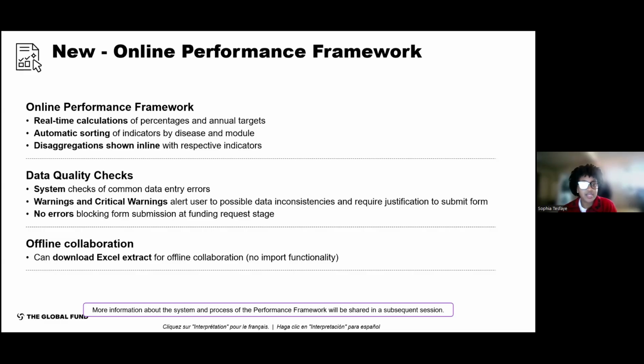And the last point is that if you would like to work on the performance framework offline, it'll be available for download as an Excel extract. So you can continue to work on it and collaborate with others on the performance framework. But please note that there will be no import functionality for that Excel for the performance framework. Like we mentioned, there will be a future info session about the system and processes for the performance framework in a subsequent information session. So look out for that. That is all for me. Thank you.